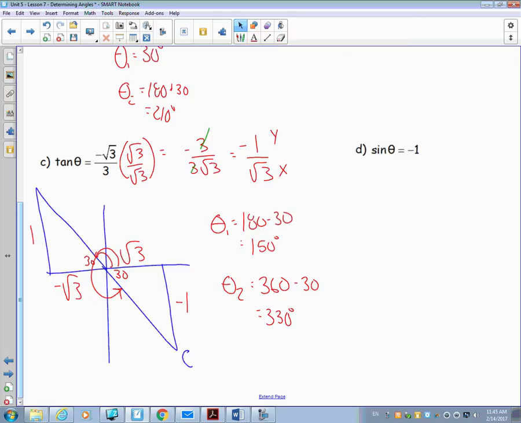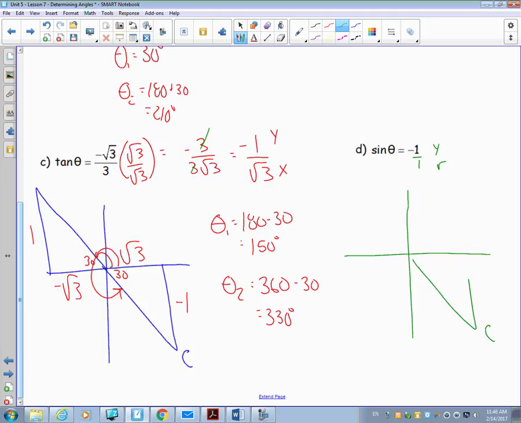Okay, letter D. Sine theta equals negative 1. Y over R. So now we're probably thinking, okay, sine is negative in the C quadrant. Not in the A, not in the S, but the T quadrant. But when I go to draw this, and this time I'm not making a mistake, Y over R, I've never seen an R value of 1 before. Not for triangles, at least. But I have seen an R value when I have a special case. And this is a special case.